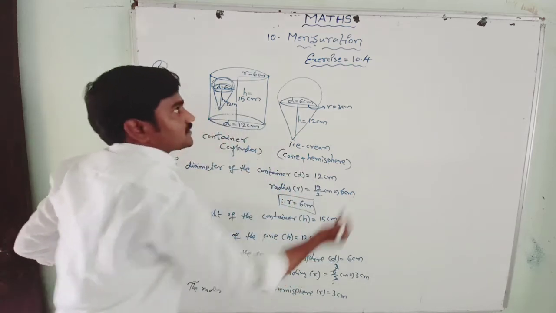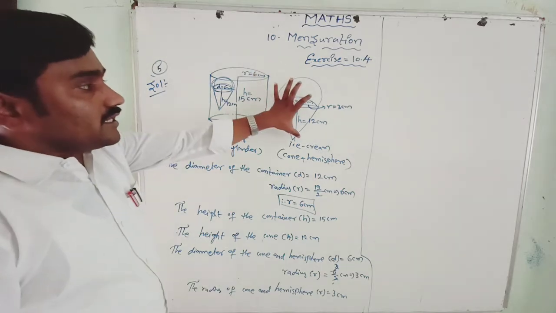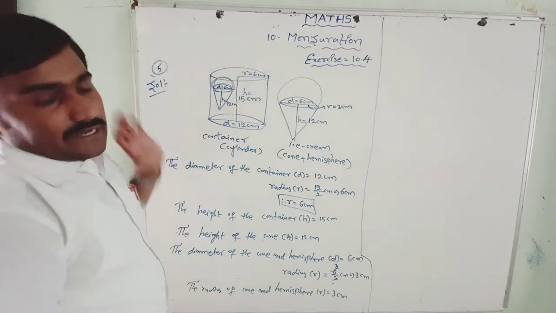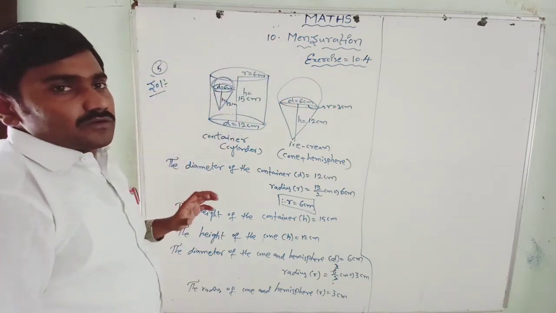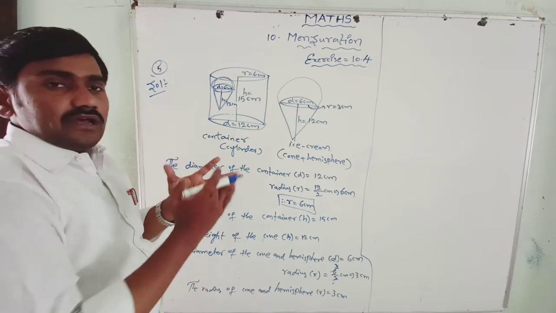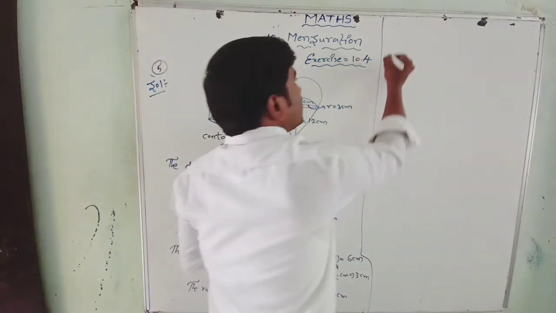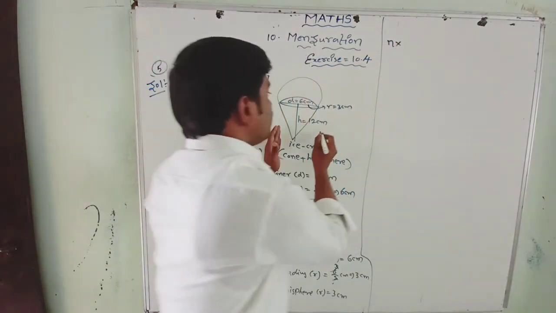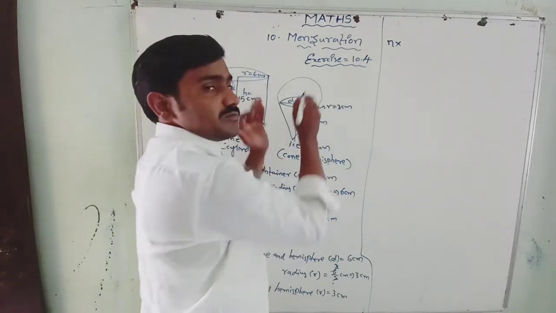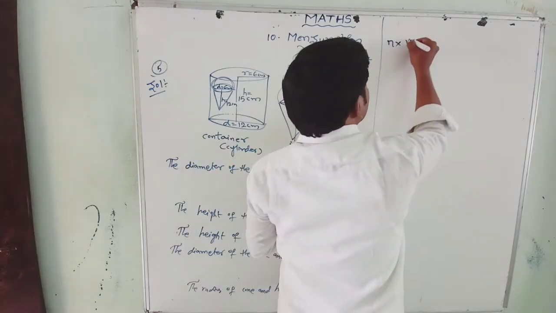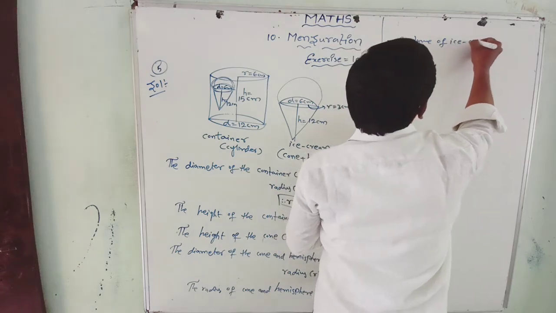Okay, now tell me, how many such cone ice creams can we keep in this container? We don't know, whether 5 or 10 or 15 or 20. We don't know how many, so we say n number of ice creams. n into the volume of cone plus hemisphere. n into the volume of ice cream.